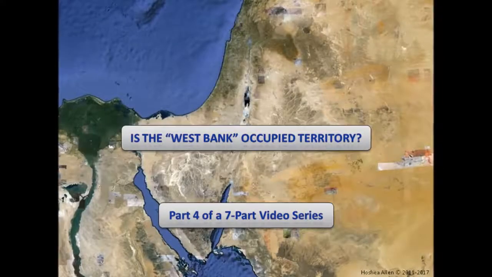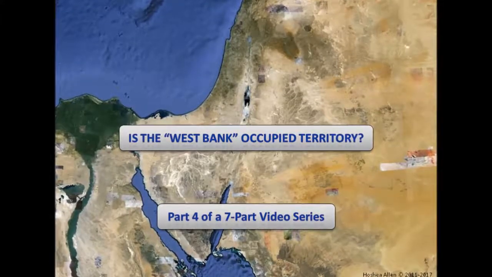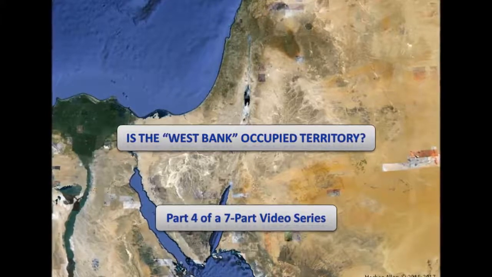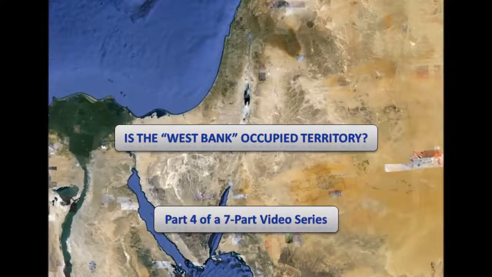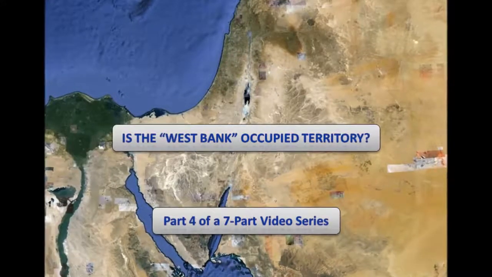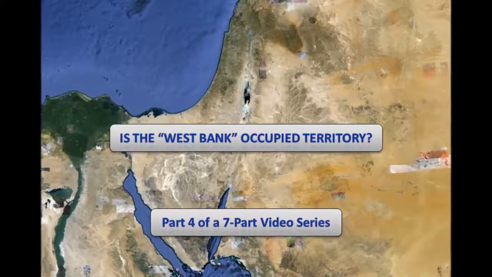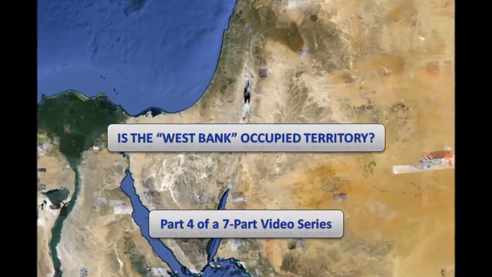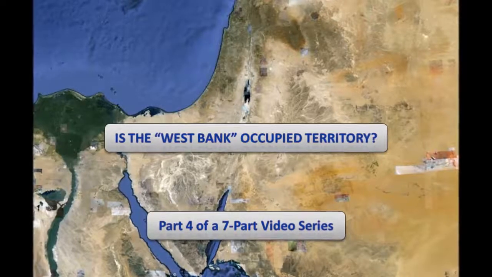Many in the international community believe that the West Bank is illegally occupied by the State of Israel. In this 7-part series, we examine this assumption and will determine what international law has to say about it.